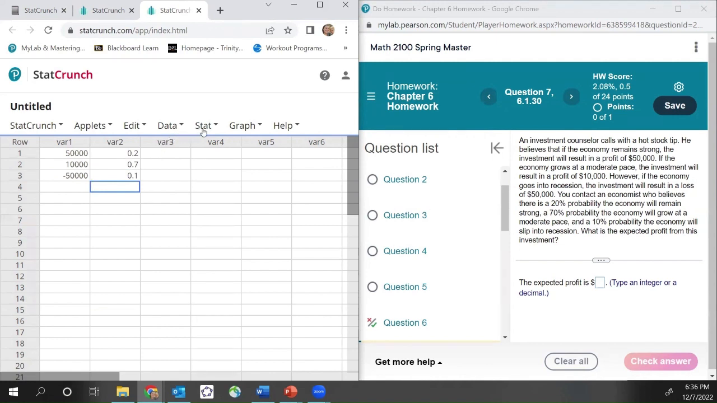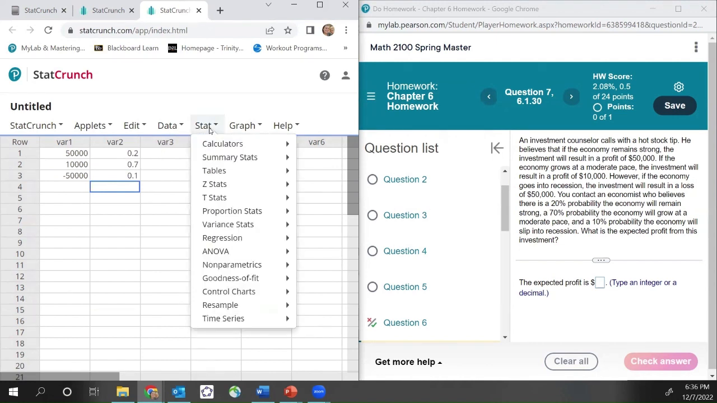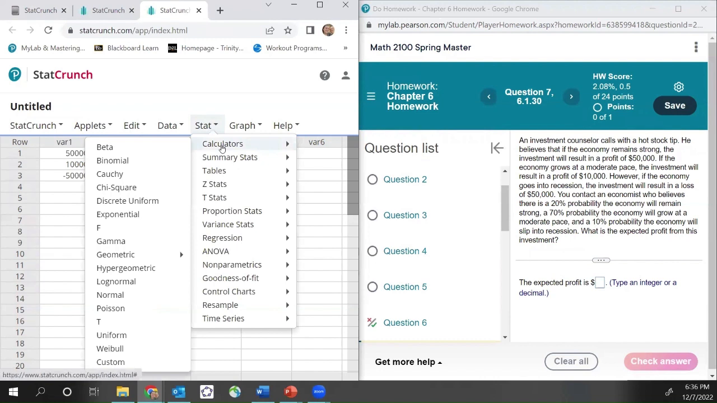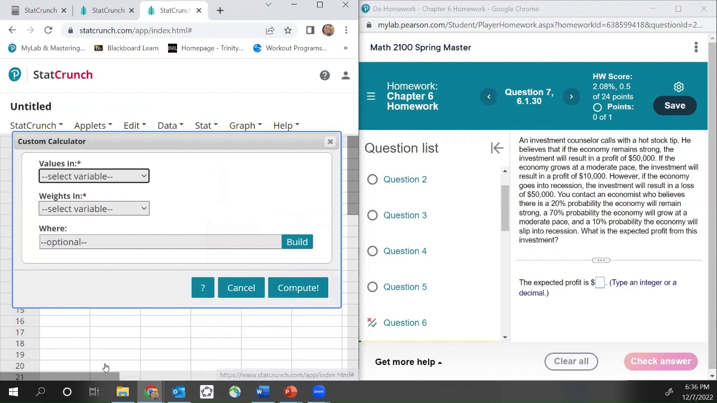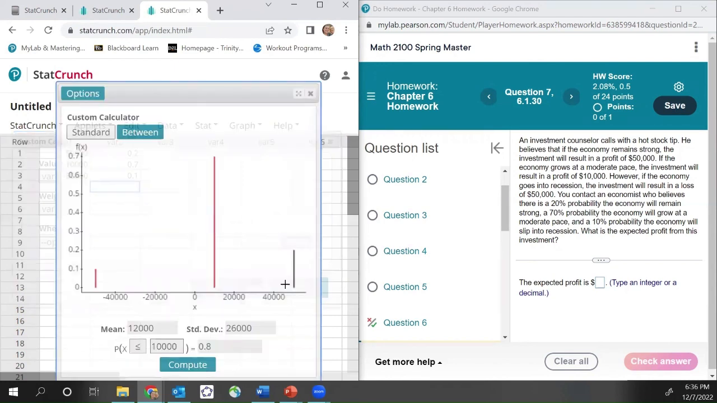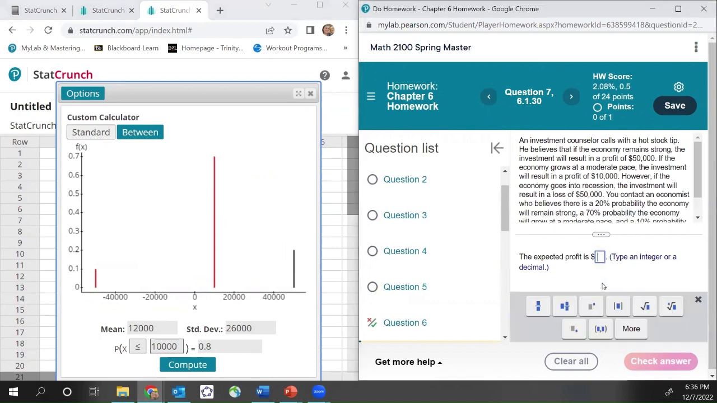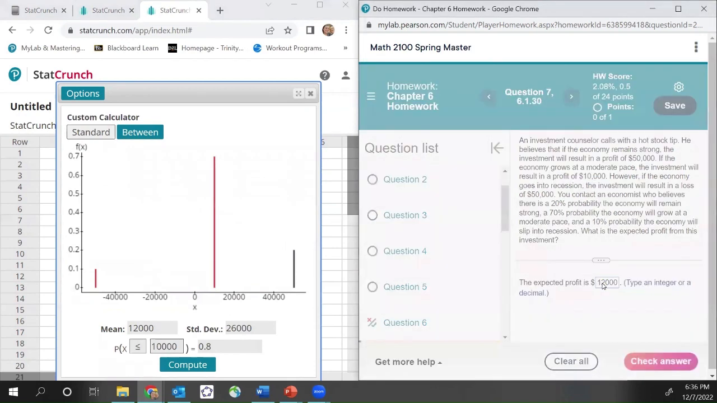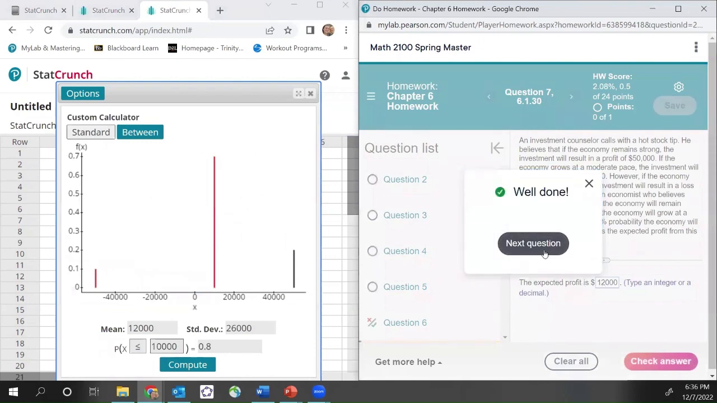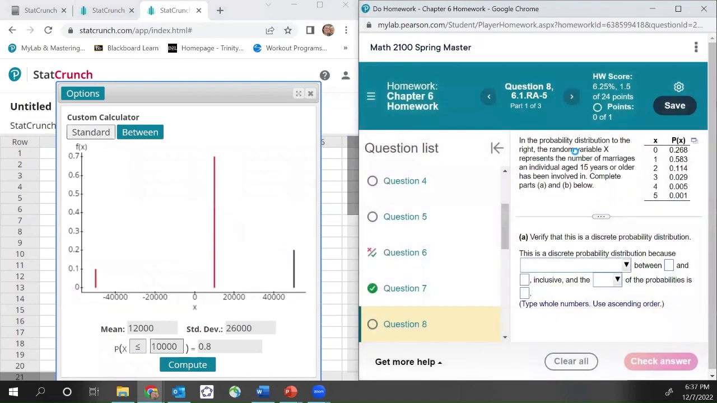To find the expected value, it's under Stats, Calculators, and Custom down here. Our values are the first variable, our weights are the second variable. I'm going to click Compute, and the mean here is the expected value. So 12,000 is my expected value. Ta-da! Pretty straightforward, but you have to create the table first.